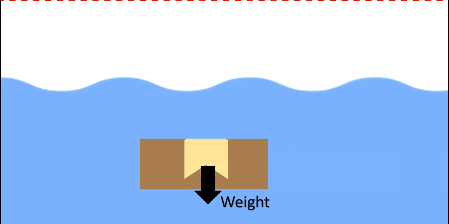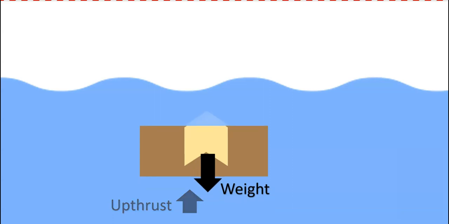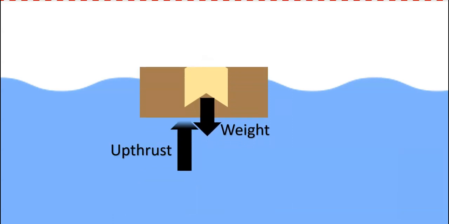When an object is placed in water, it will experience an upthrust, an upward force. Upthrust arises from the pressure which a fluid exerts on the object, so it is a form of contact force. If the upthrust is greater than the weight, the object will float up to the surface.